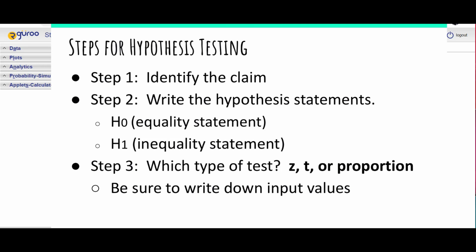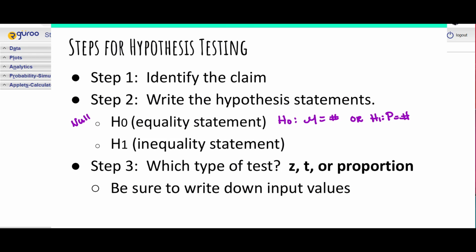The first one is the null, and it is always an equality statement. So it would be either the mean equals some number or the proportion equals some number, depending on whether you're testing a mean or testing a proportion. Now, it does look slightly different when you have two populations that you're testing the difference between the two, but we'll get into that in a later video.